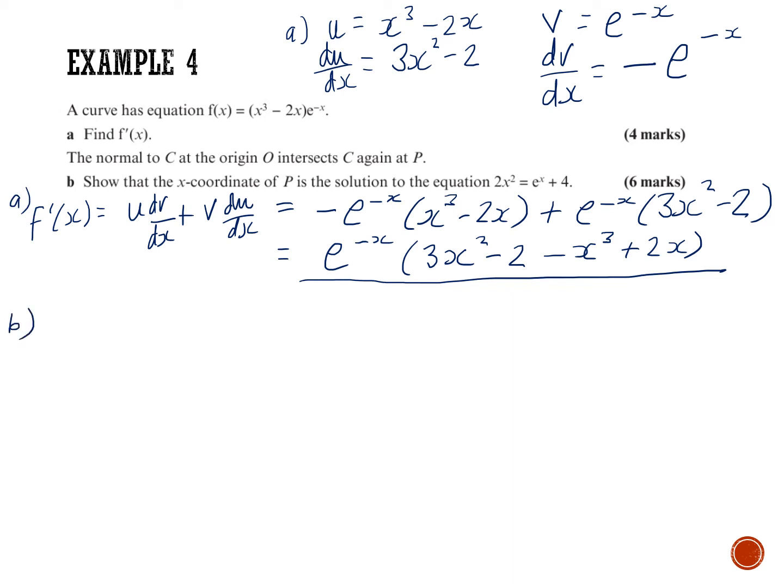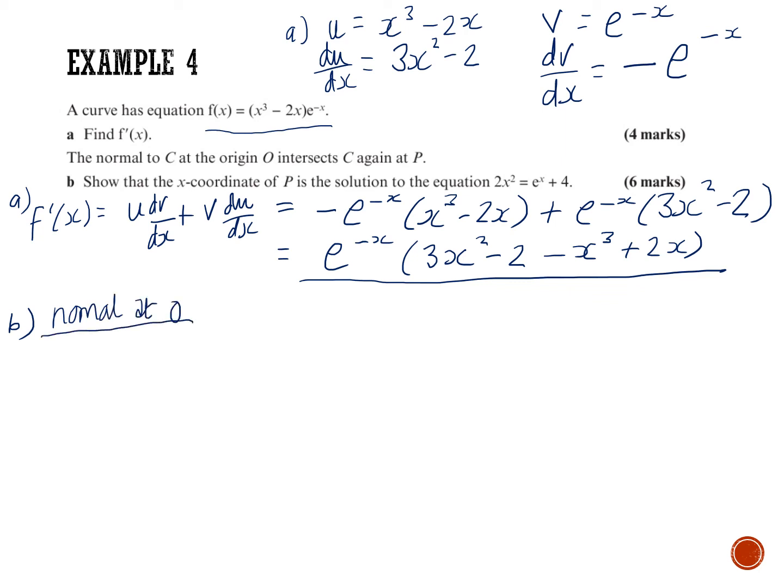Part B. Now let's read this one carefully, 6 marks. The normal to C at the origin intersects the curve again at P. Okay, and we're looking at where the intersection happens. So we want the normal to the curve at the origin. Okay, so we can find the equation of that, then we can find where that intersects this curve. Okay, so a bit of simultaneous equations there. So we want the normal at the origin.